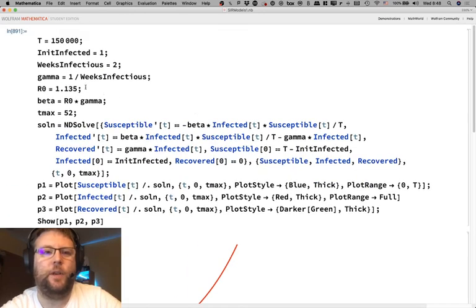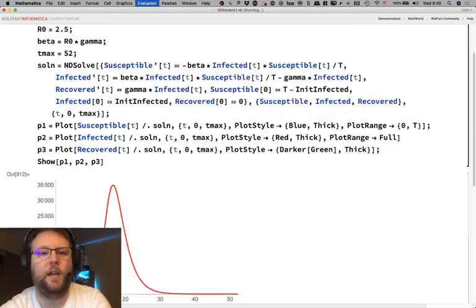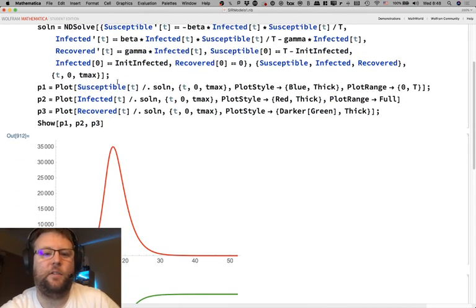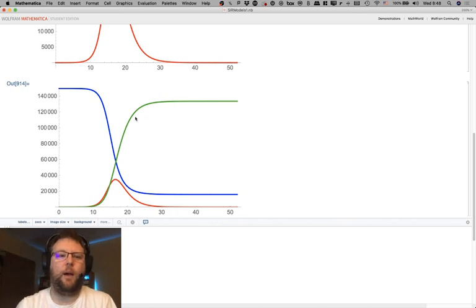Okay. So the other change I'm going to make is that I'm going to make the R naught something that's closer to what is estimated for COVID-19. Okay, and so we get this set of curves, which probably looks really familiar if you've been reading anything.